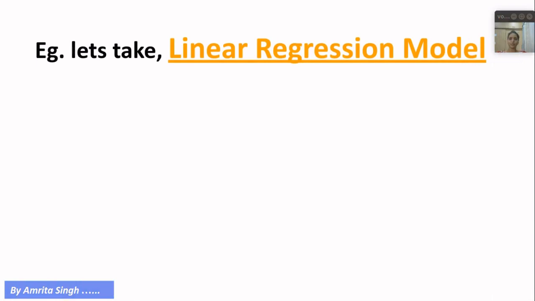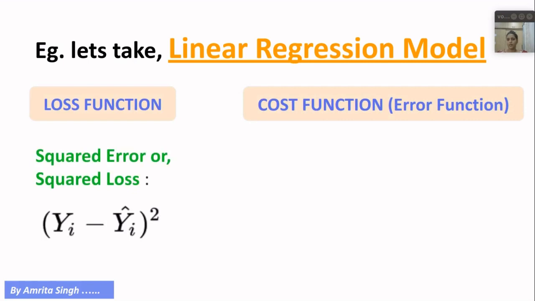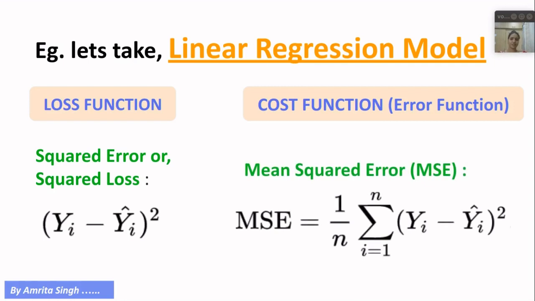So let's see an example. Let's take the linear regression model. What are the loss and cost functions for a linear regression model? For the loss function, we have squared error or squared loss. You might have seen the formula, the squared difference between the actual and the predicted output. And the cost function, through the definition we saw earlier, is the average of the loss function. So you can see here the mean squared error is the cost function for the linear regression model.